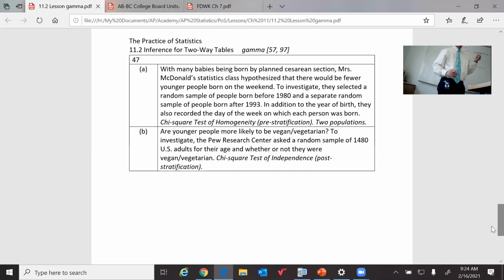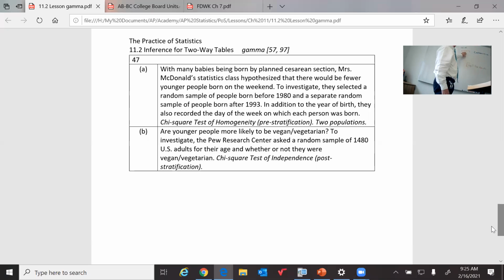Are these homogeneity or independence? You look at it this way. When you compartmentalize the data, when you divide this up, if you did it before you collected your data, it's homogeneity. If you did it after you collected your data, it's independence. So this says they selected a random sample of people born before 1980 and a separate sample of people born after 1993.